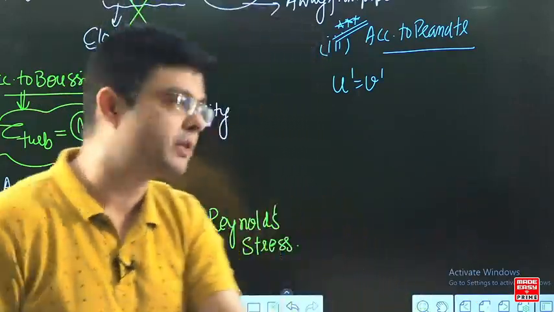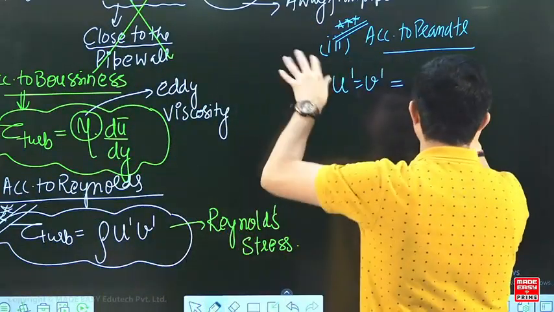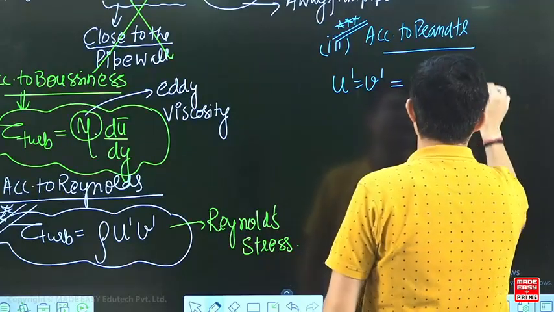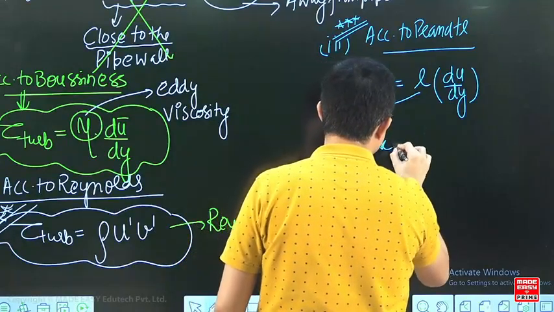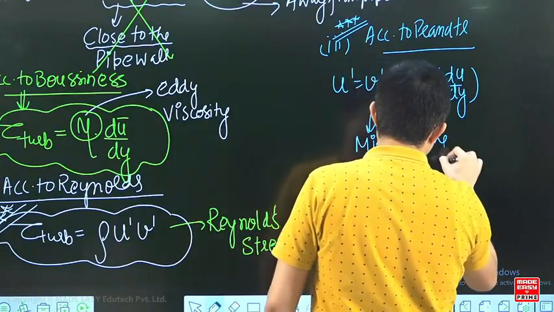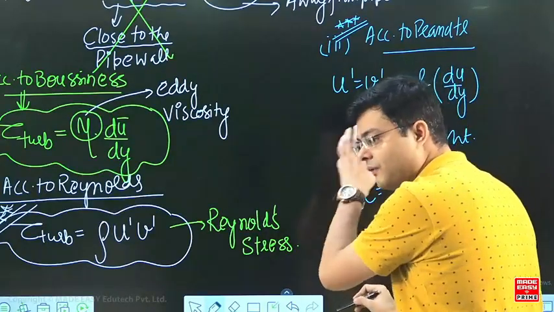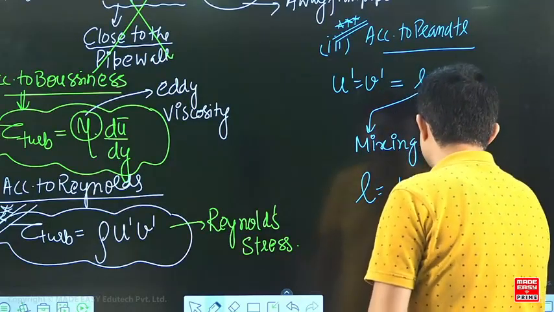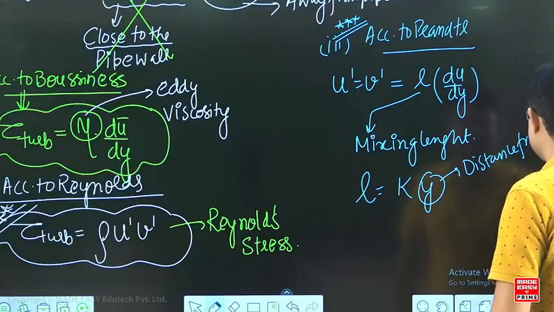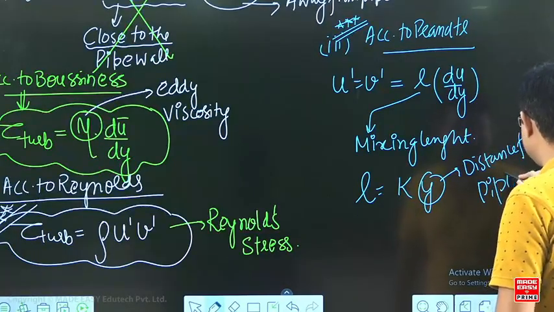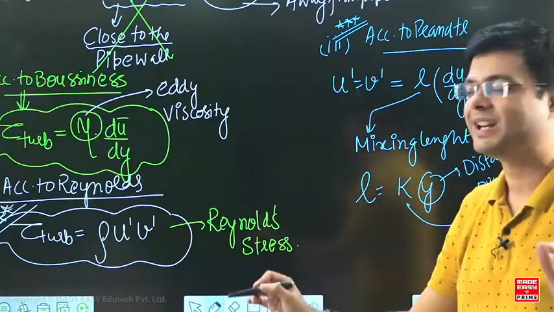From his experiments, he found that the value of u dash and v dash was coming out to be the same, and that value he defined as L du by dy, where L is known as the mixing length. From his experiments, he defined the value of L as k into y, where y is the distance from the pipe wall. And the value of k, from his experiment, all these are experimental.